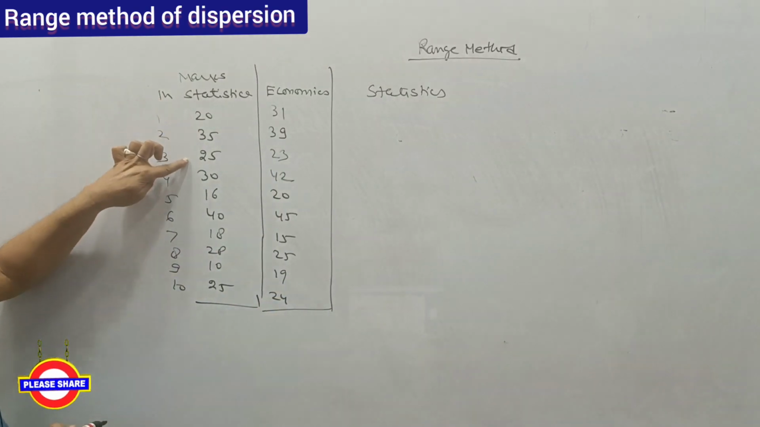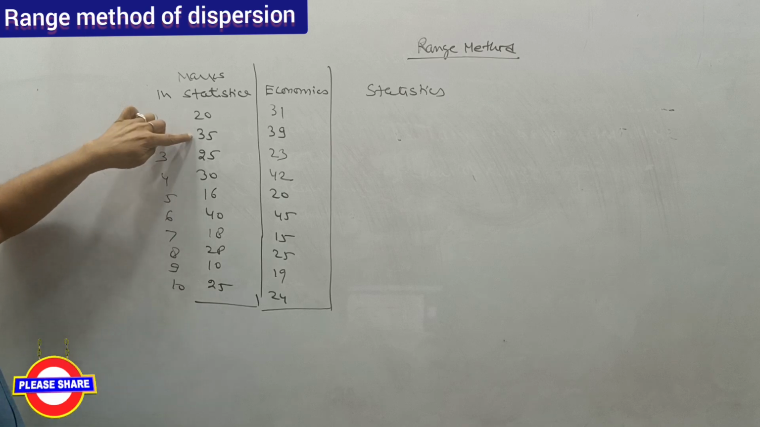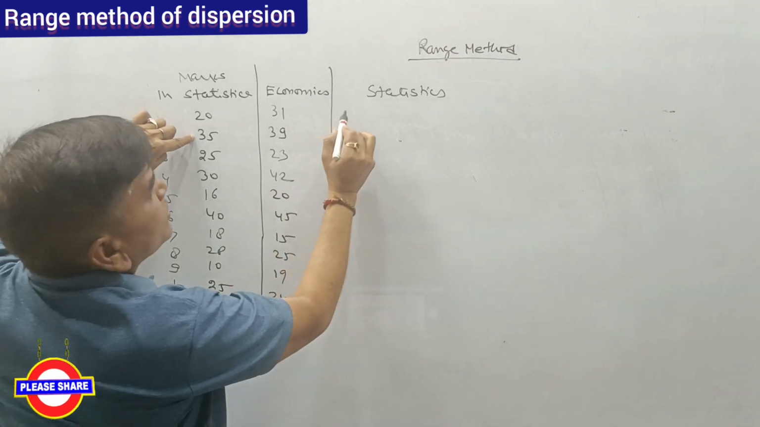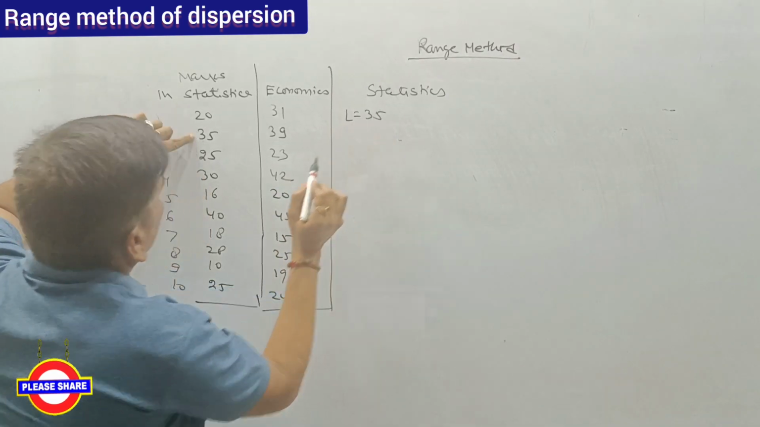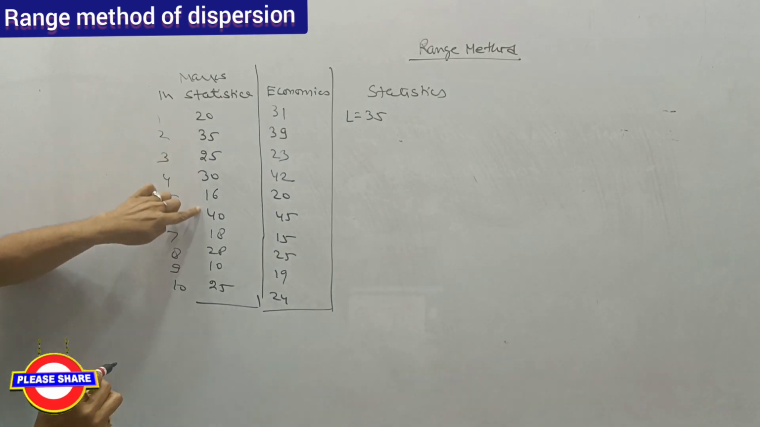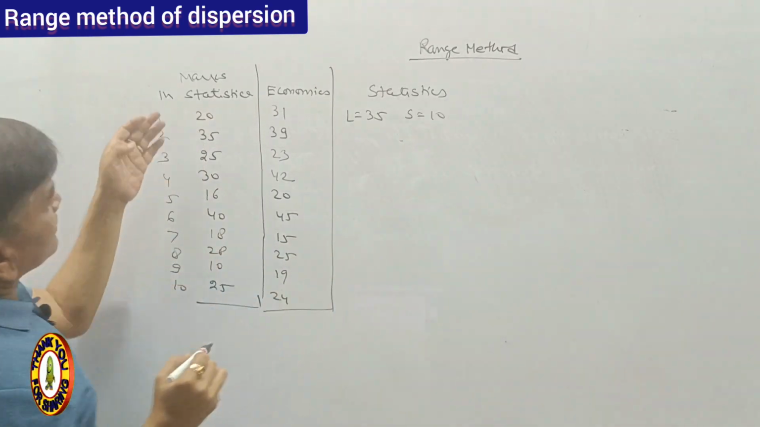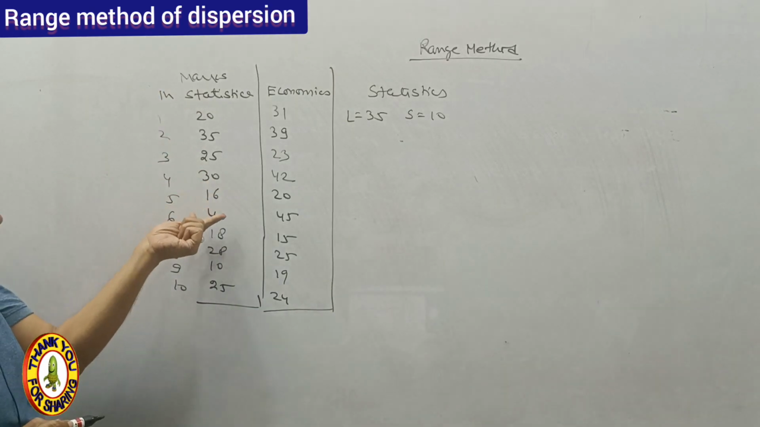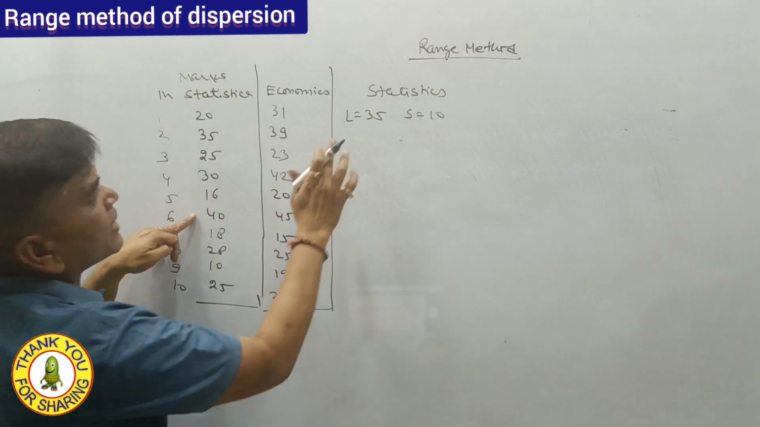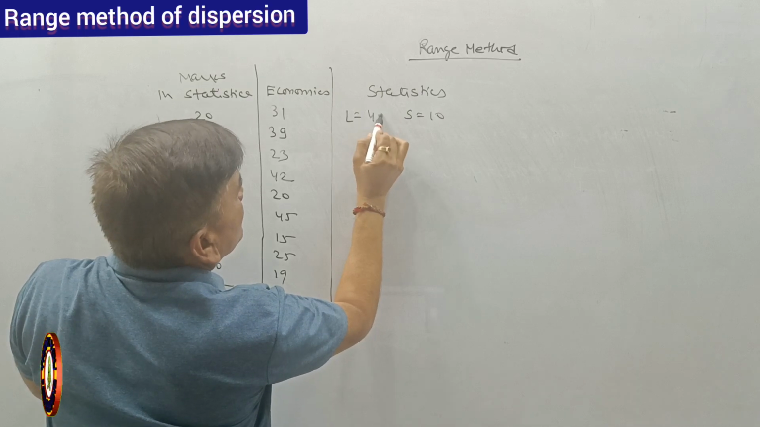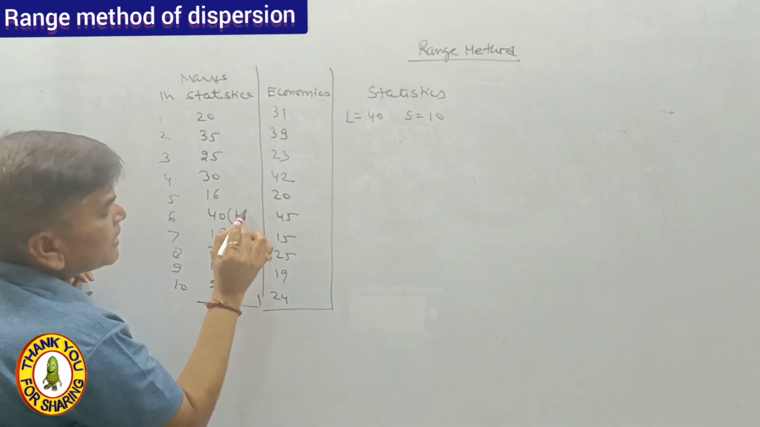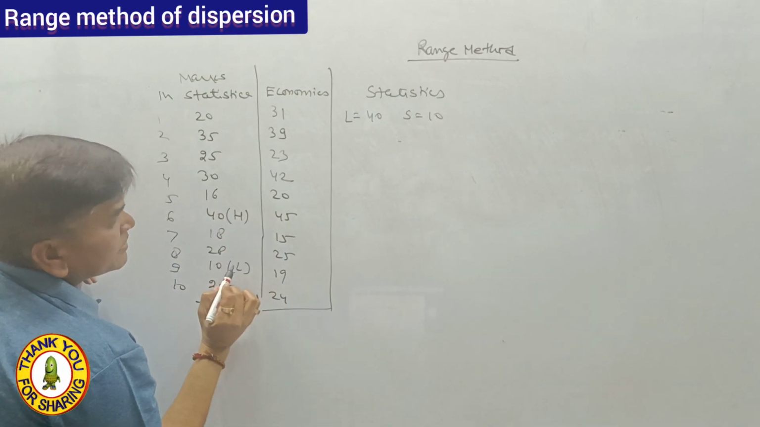in statistics, the largest mark scored by a student is 35. So the largest is 35. And the smallest mark scored is 10. Smallest is 10. Here we will see where the highest number is, that is 40, not 35. So this is the highest mark and this is the lowest mark.